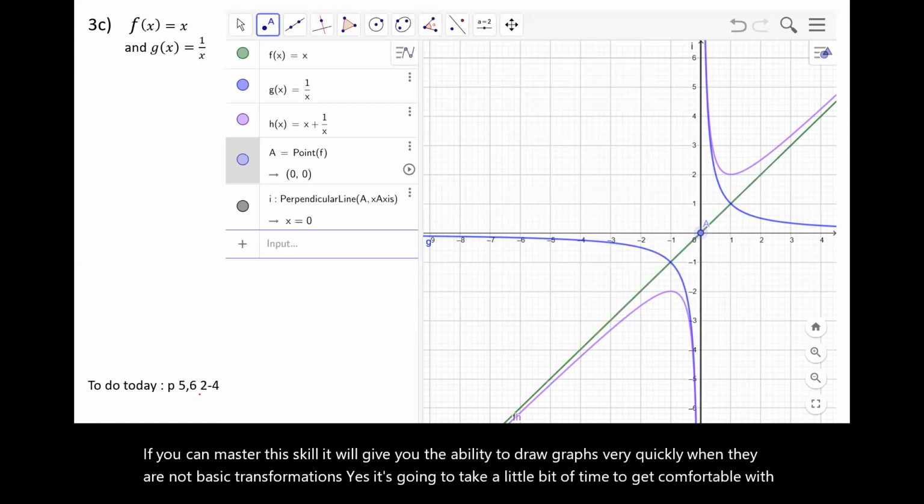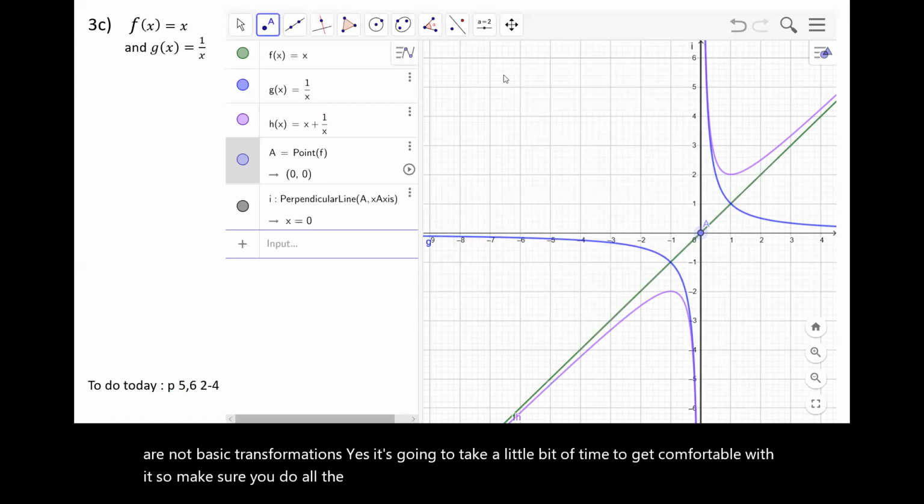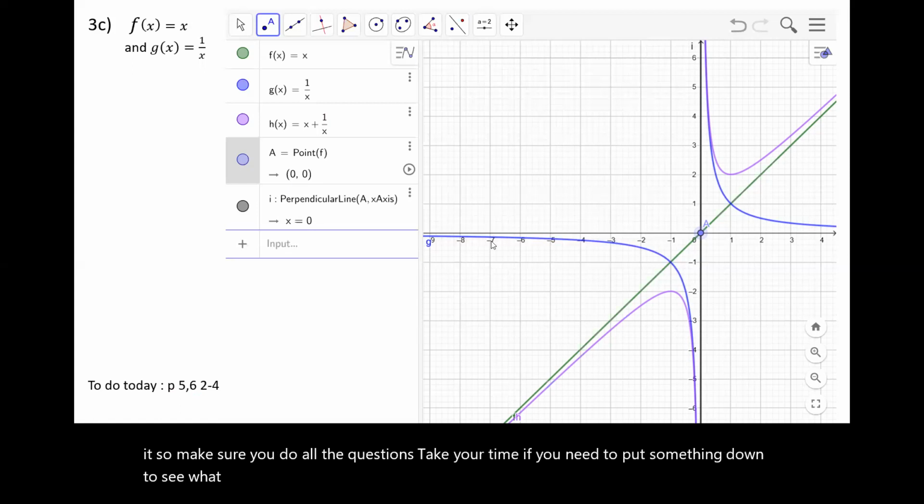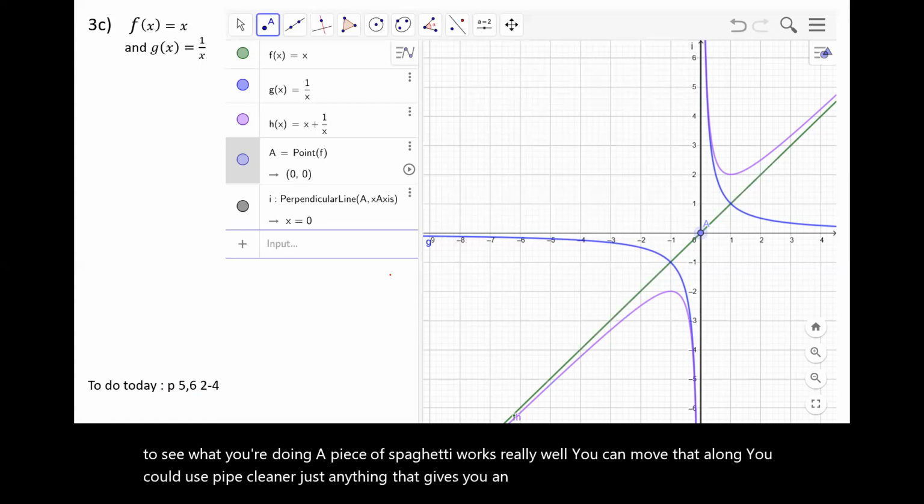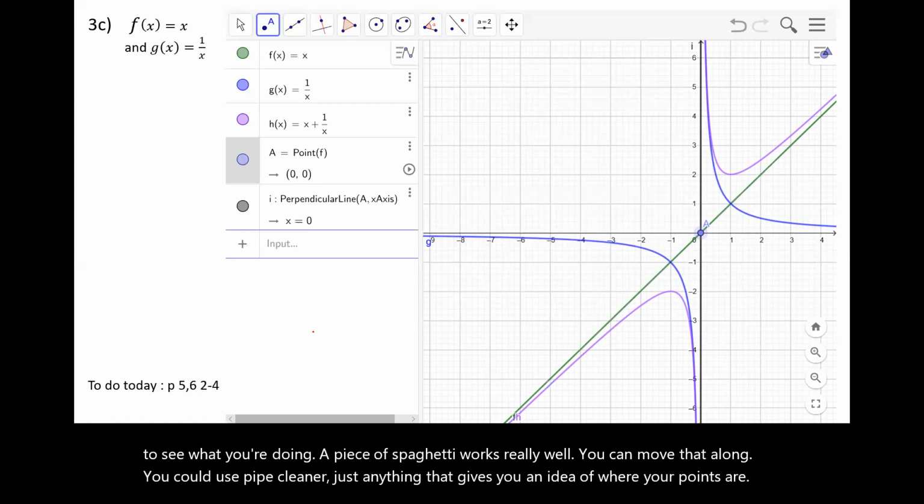so make sure you do all the questions, take your time. If you need to put something down to see what you're doing, a piece of spaghetti works really well. You can move that along. You could use a pipe cleaner, just anything that gives you an idea of where your points are. All right, get lots of practice and get good at this.